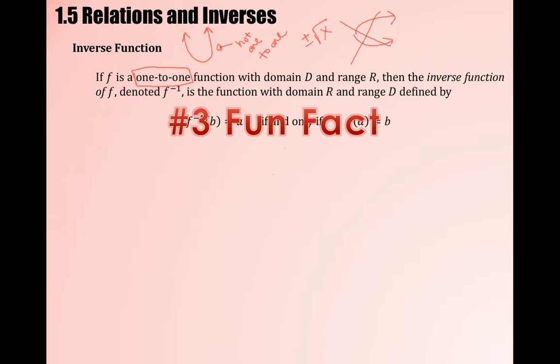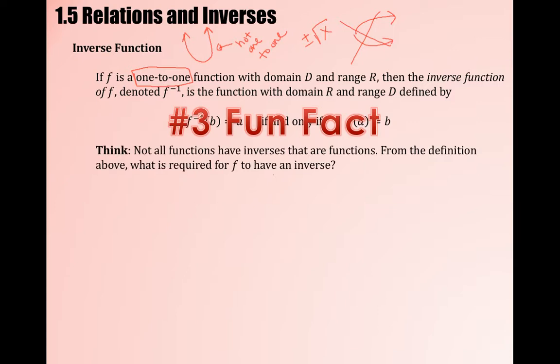Fun fact number 3. So I kind of just said this. Not all functions have inverses that are functions. From this definition, what is required for f to have an inverse? It has to be one-to-one. If it is not one-to-one, its inverse is not a function, right? So every x has one y, every y has one x.